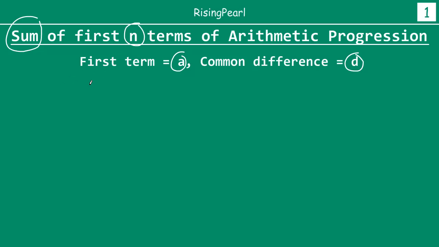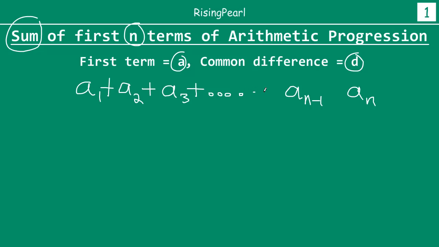By that, what do we mean? If there is an arithmetic progression a1, a2, a3, and so on, up to a(n-1), an, then we want to find a1 plus a2 plus a3, plus dot dot dot, plus a(n-1) plus an. What is n minus 1? Because we are talking about the first n terms, the last one will be an, the one before will be a(n-1), the one before that will be a(n-2). So what we want is this sum.